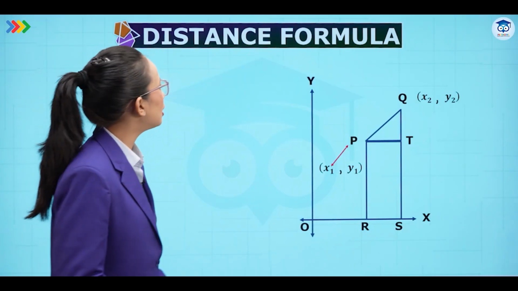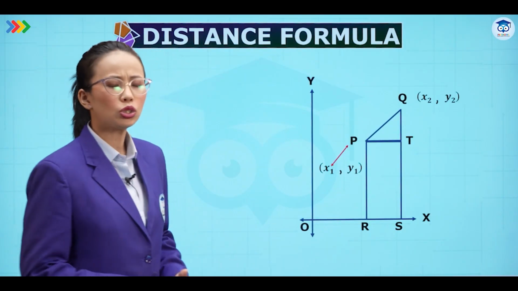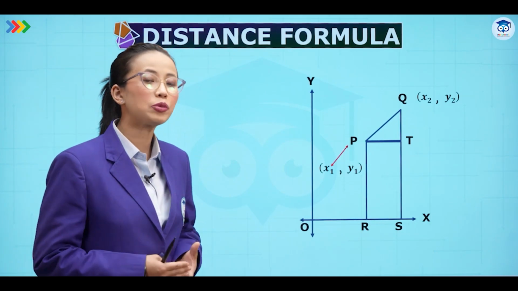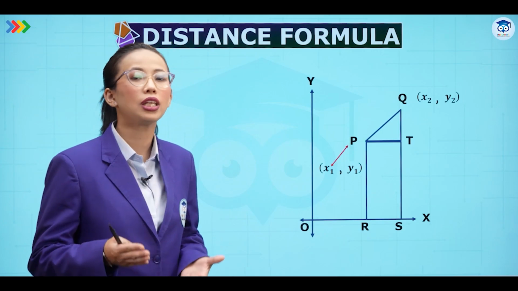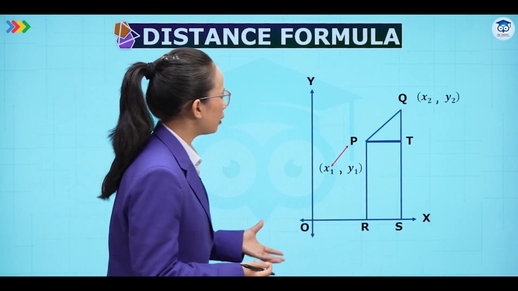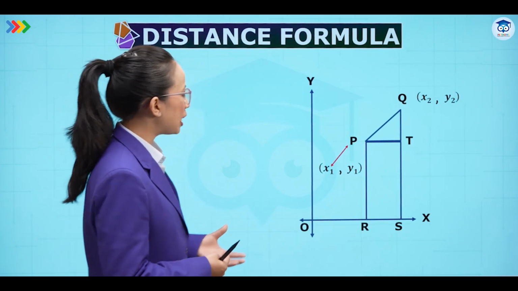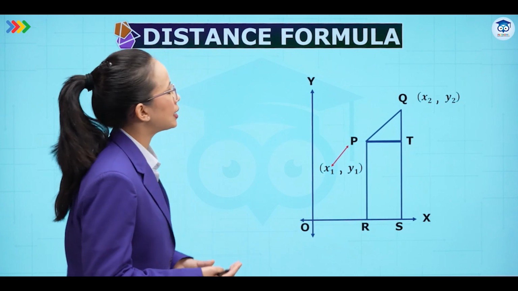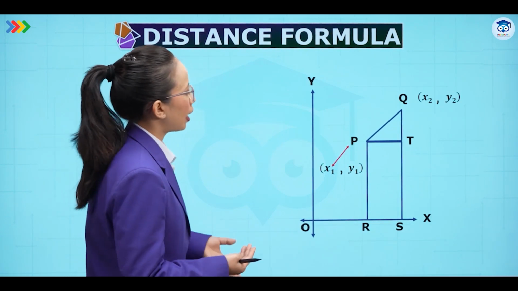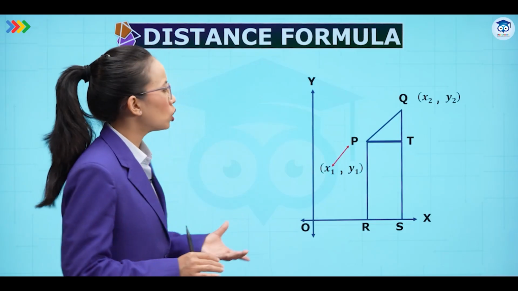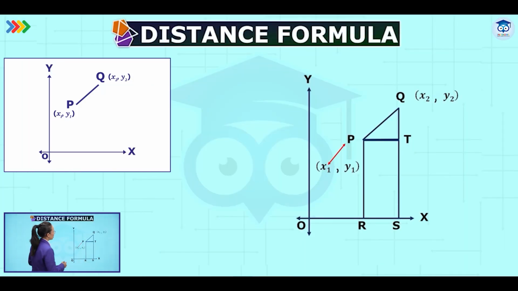So now let us learn the distance formula. So what is the distance formula? The distance formula is a formula which gives you the distance between any 2 points. So let us consider any 2 points. Suppose the first point is P, whose coordinates are (x1, y1), and the second point is Q, (x2, y2). Any general points we are taking. So how to find the distance between these 2 points, that is, this length?